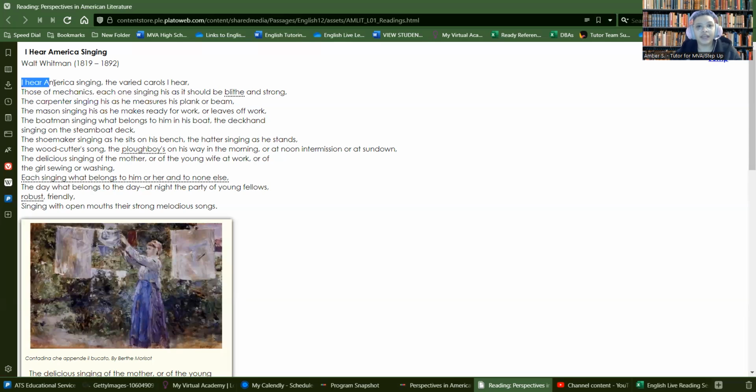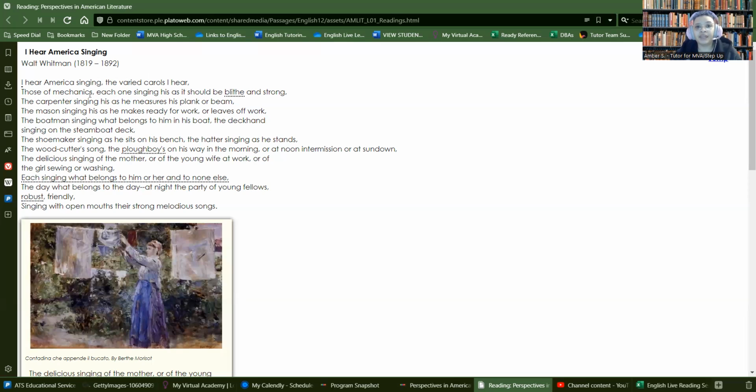So this first line, "I hear America singing, the varied carols I hear." Carols are songs. Varied means a lot of different things. When something varies, there are a lot of different possibilities. So there are different types of songs that this person is hearing when they hear America singing. The rest of the poem goes into different types of jobs that people have in America.